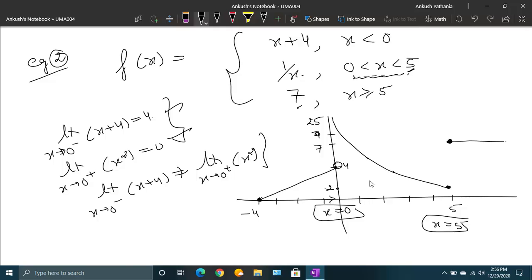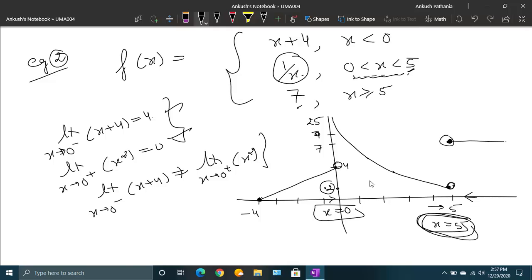Now the same function, I just made some modification in its middle part, 0 to 5. You can see now at x equals 5 you do not have any problem, because when you are approaching from the left you are getting the value 0.2, and from the right you are getting the value 7. So both limits exist and are defined.